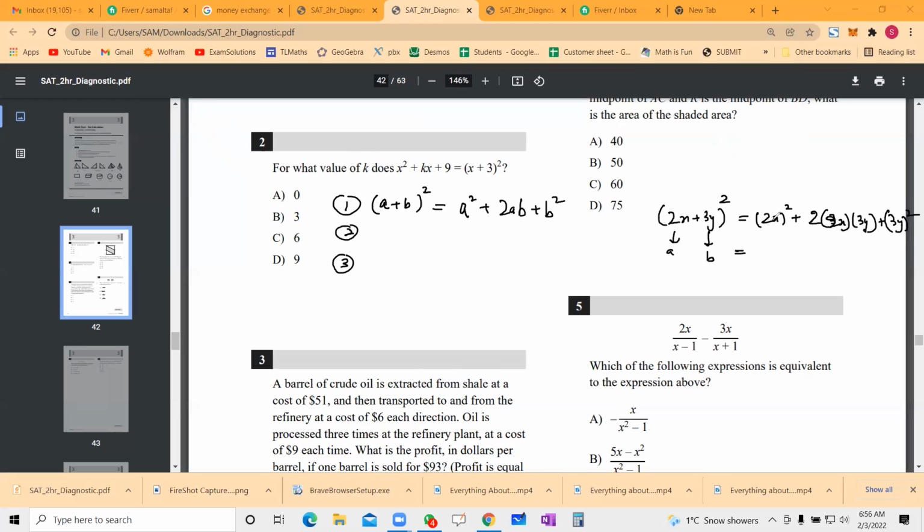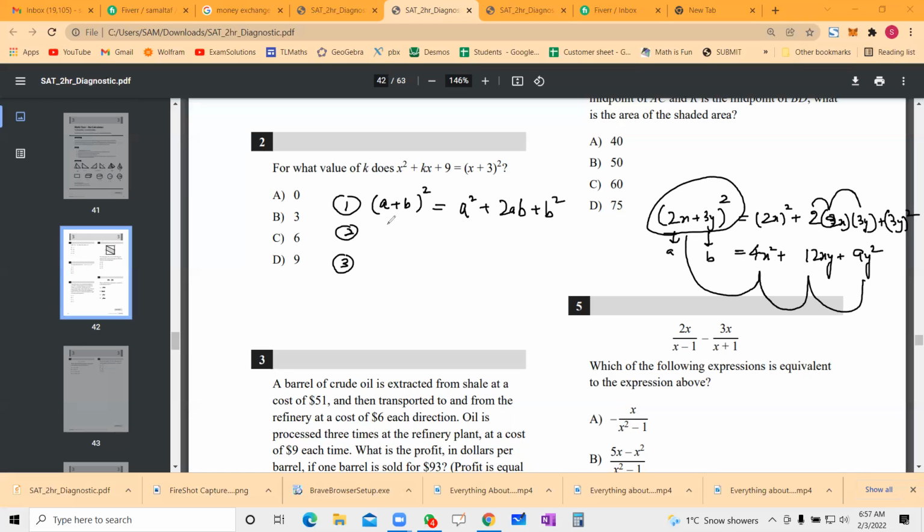So that'll be 2x whole squared. Now we can give the square to everything, 2 as well as x. It'll be 4x squared plus 2 times 2 times 3, how much is that? 12xy, plus 3y whole squared will be how much? 9y squared. So 2x plus 3y whole squared is actually 4x squared plus 12xy plus 9y squared.